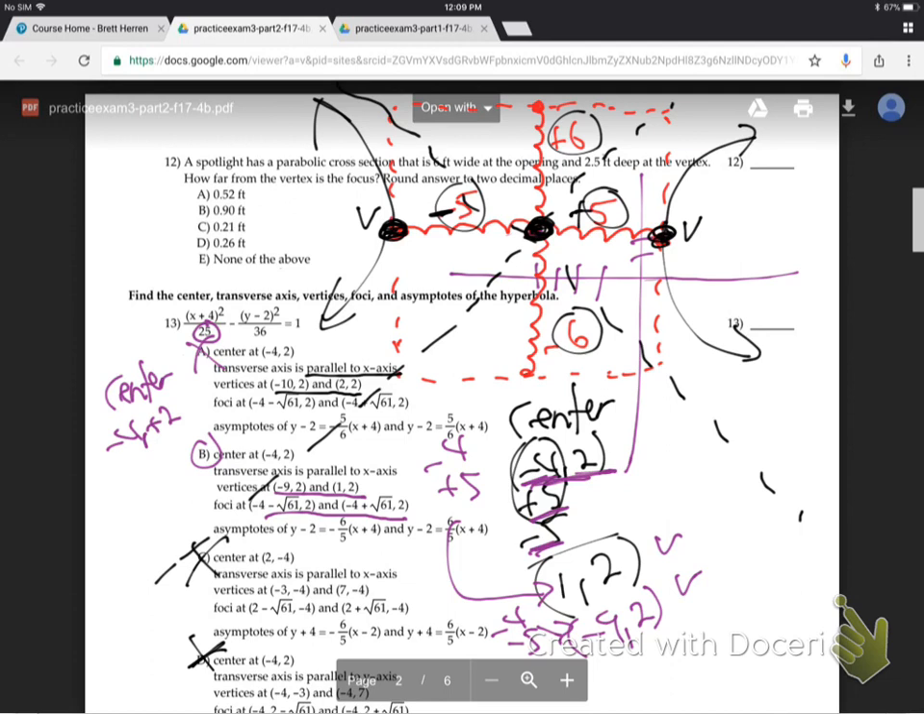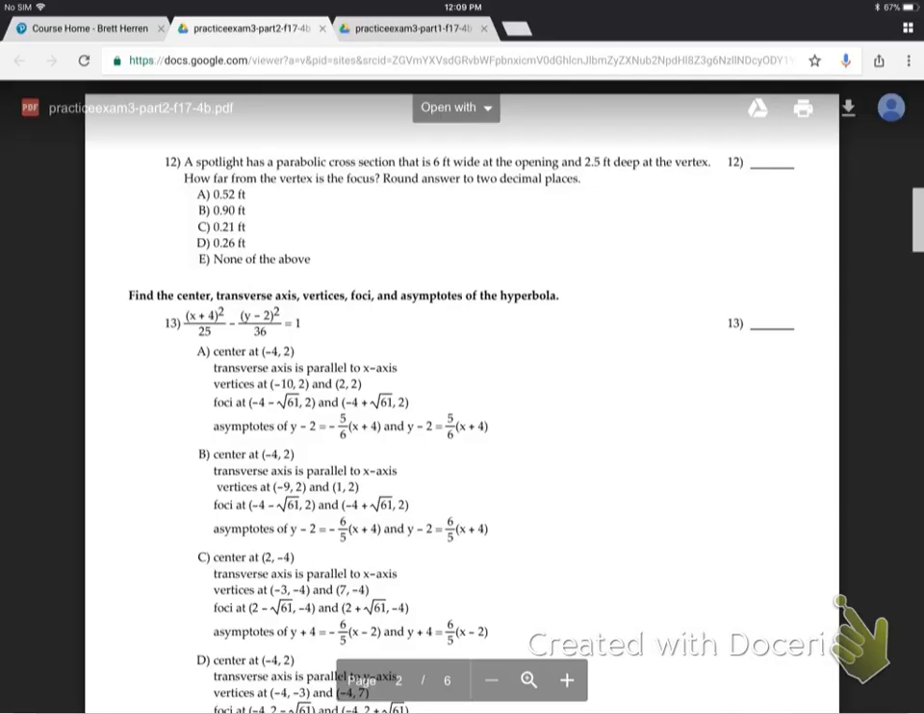I'm going to move on. Is that okay? How do you find the focus? H plus or minus D. Yeah, the Pythagorean thing. I need a fresh screen here. So for the focus points, a squared plus b squared is c squared. There's minus in the main equation, so there's plus in the focus equation. It's always the opposite sign in the focus.